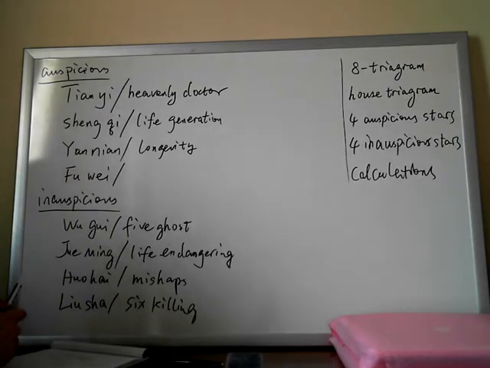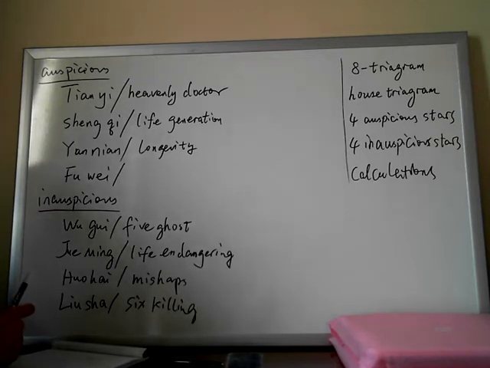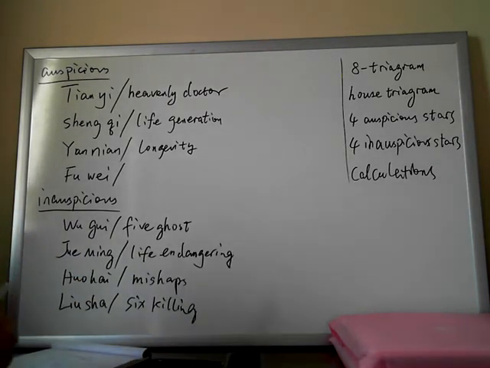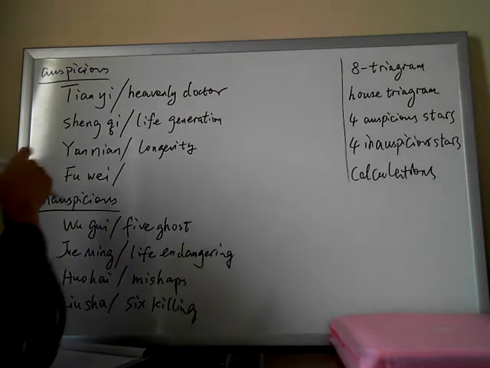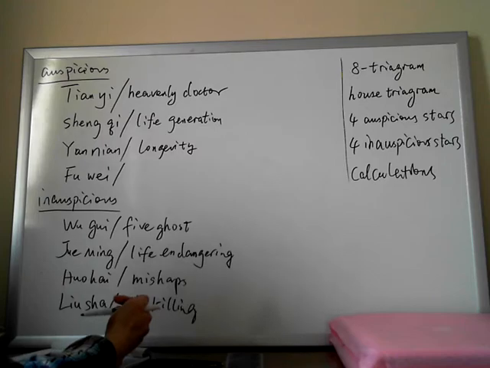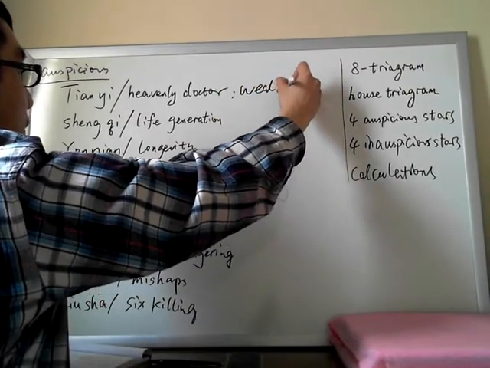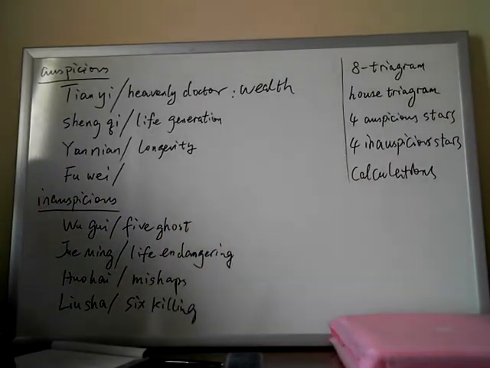So each star has its own meaning. Actually, you don't have to memorize what they mean, because what you need to know is which is auspicious and which is inauspicious. But I will still let you know what they mean in general. So Tian Yi usually means good for wealth, or just good luck in general. It's favored for wealth growing.